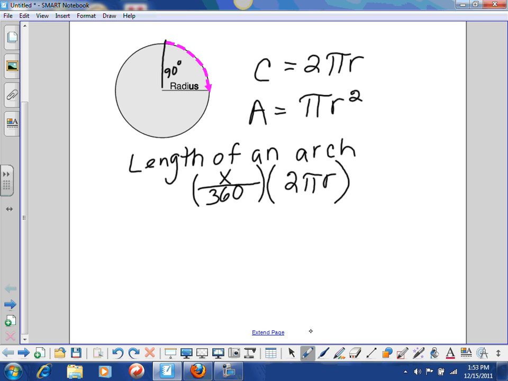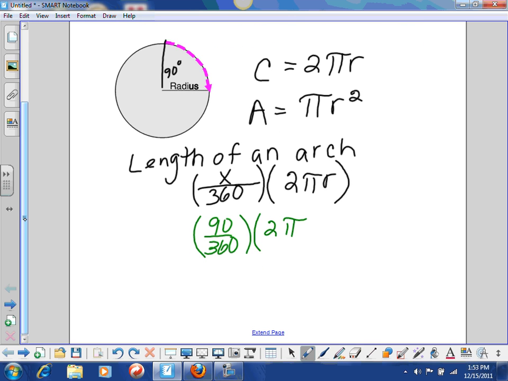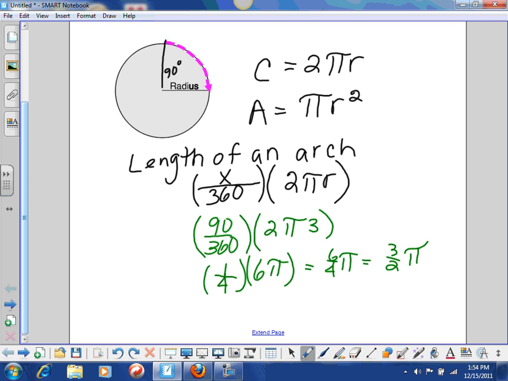If we use 90 degrees, it becomes 90 over 360 times 2 times pi times the radius. Well, we'll make the radius equal to 3. So how many times does 90 go into 360? 4 times, so it becomes 1/4 times 6 pi. Simplify that to 6/4 pi, which reduces to 3/2 pi.